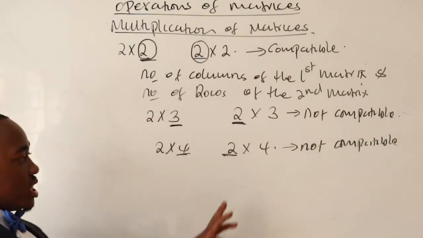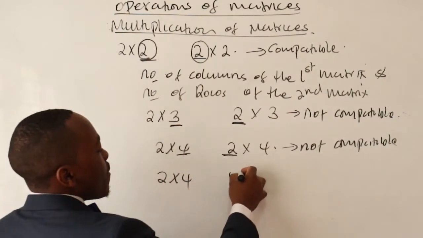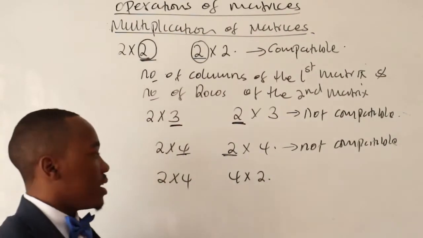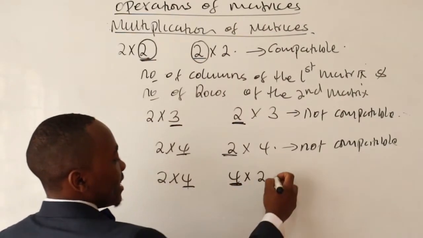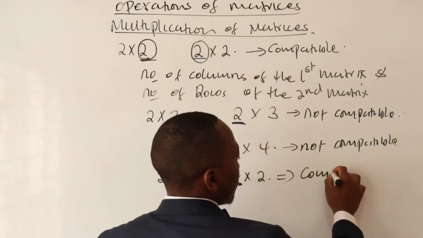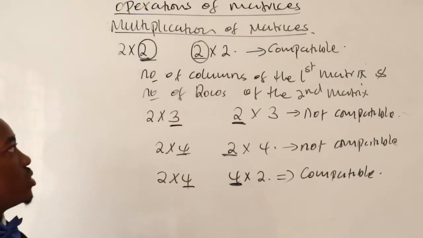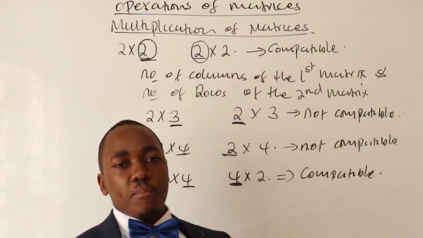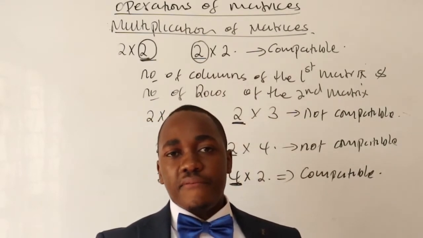Now, let me try to interchange in this case. What if you take a 2 by 4 matrix and you multiply by a 4 by 2 matrix? In this case, we are looking at 4 and 4. If we have 4 and we have 4 there, that means our matrices are compatible, and that means they can be multiplied. Good. So one point you need to know is that for matrices to be multiplied, they must be compatible. And if they are applied for commercial purposes, it must be both compatible and feasible.